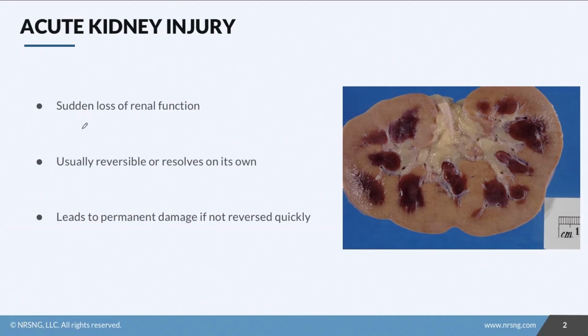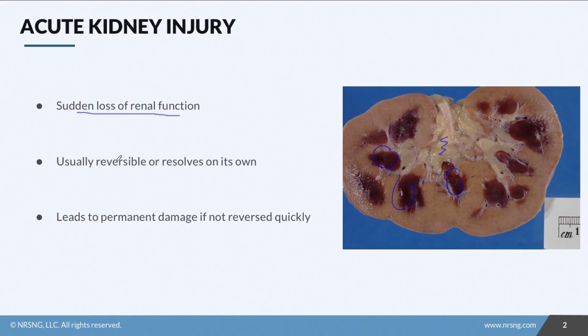So, acute kidney injury is sudden loss of renal function, and it's generally caused by a perfusion issue or damage to the kidney tissue itself. You can see here on this cross-section of a kidney all the bleeding and swelling within the kidney that has been damaged. Now, you can imagine how hard it would be for the kidney to function and to do its normal job with this kind of damage.